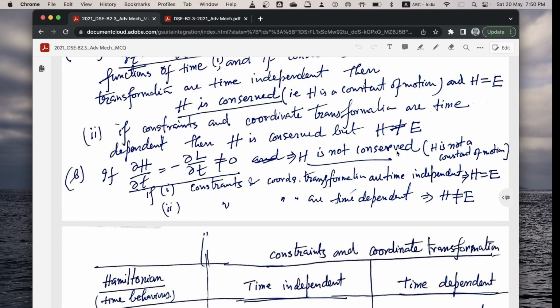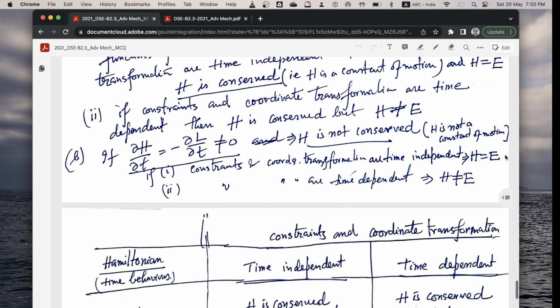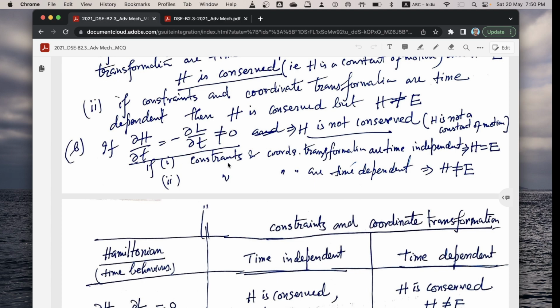this implies H is not conserved. H is not a constant of motion. And then we get, if constraints and coordinate transformation are time independent, then H equals E, and if constraints and coordinates are time dependent, then H is not equal to E.